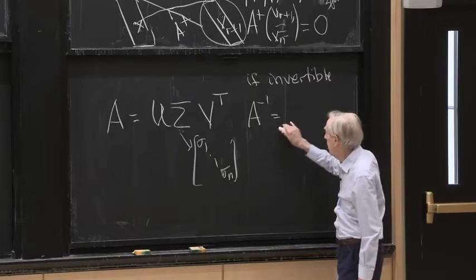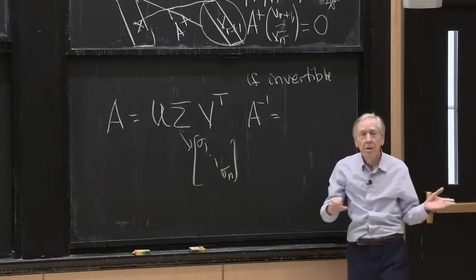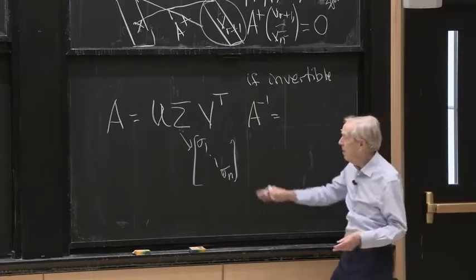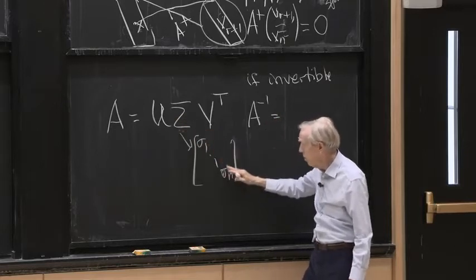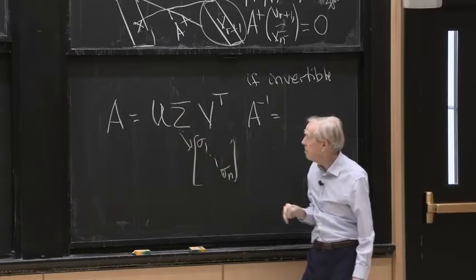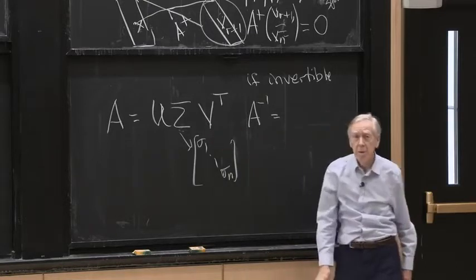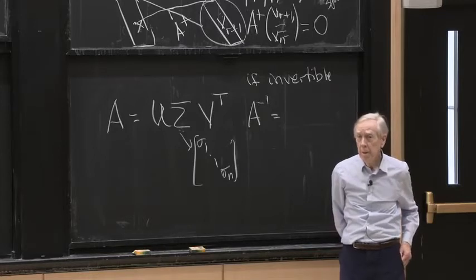So let's see. Can you finish this formula? What would be the SVD of A inverse? So I'm given the SVD of A. I'm given the U and the sigma, and the V transpose. What's the inverse of that? Well, I'm just really asking you what's the inverse of that product of three matrices.